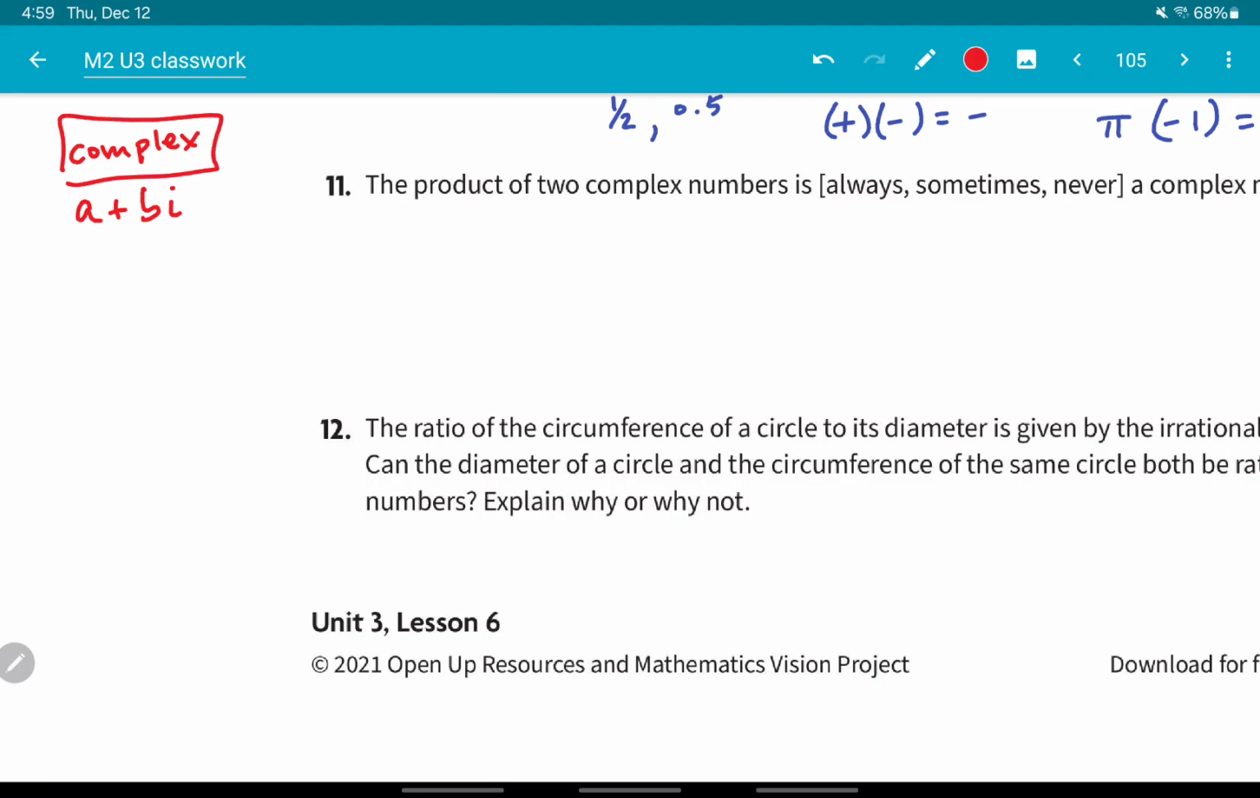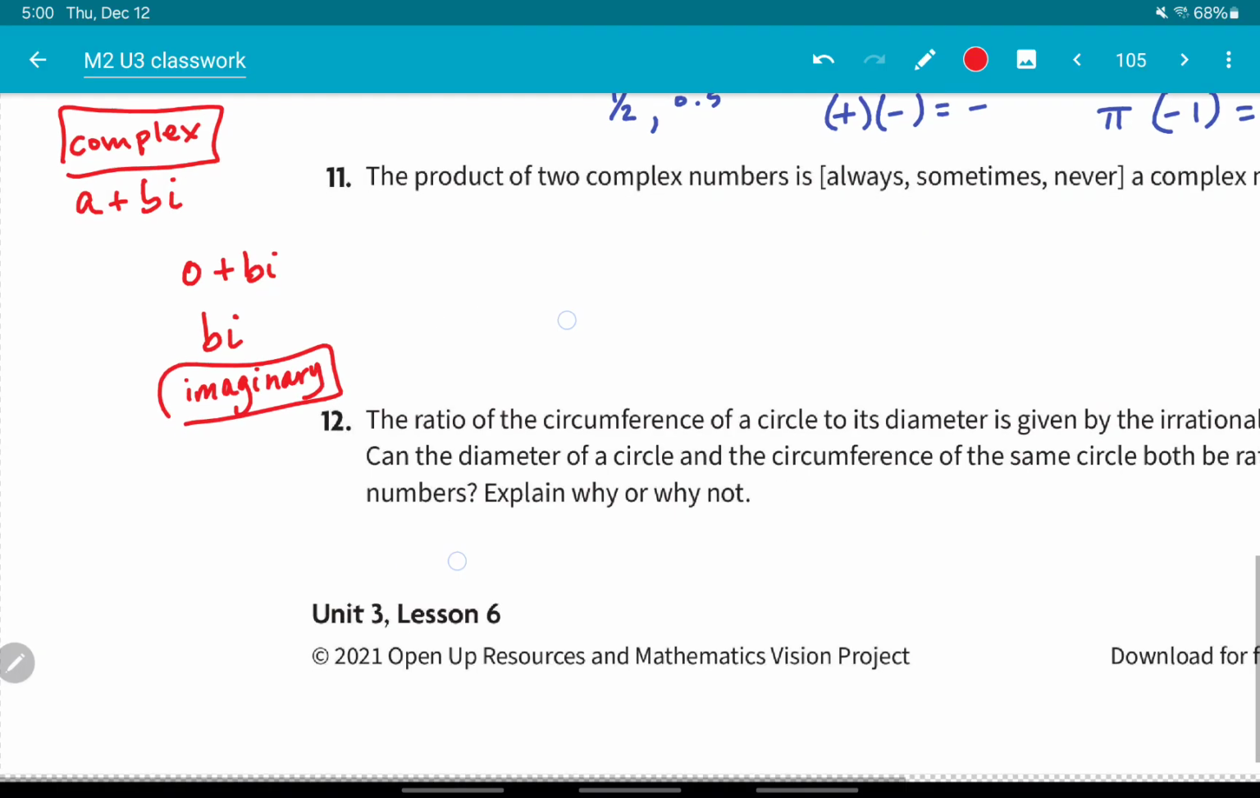Now, if the a term is 0, so you have something like 0 plus bi, the 0 term cancels out, so you essentially just have bi. Now that's an imaginary number, but it is also still complex. It's just a subset of the complex numbers.